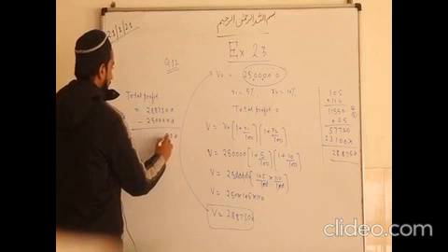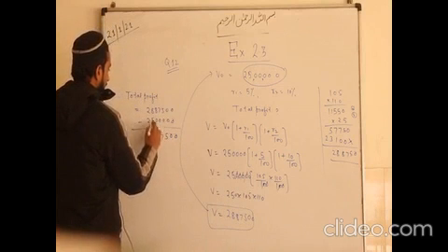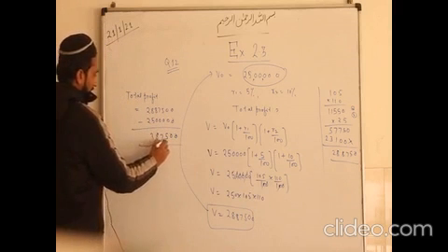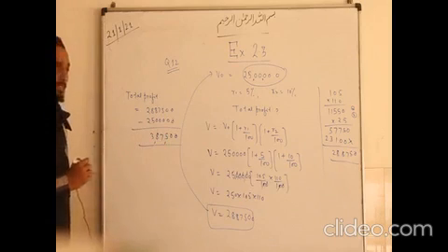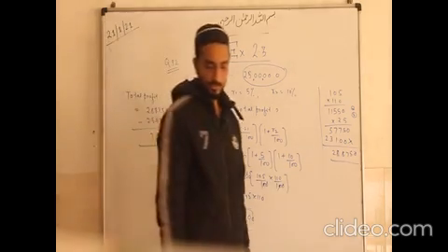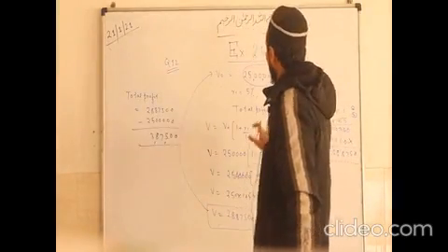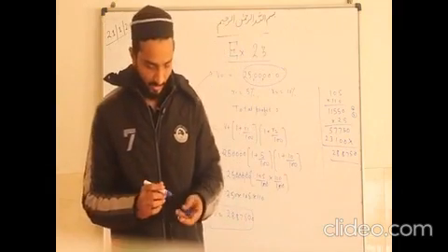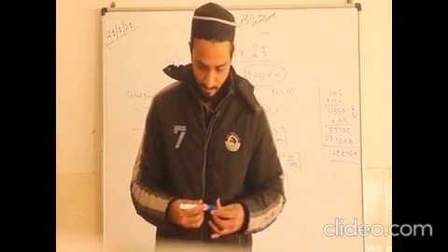8 minus 5 is 3. So this is the total profit: 3,57,500. So this is the profit earned after 2 years. Simple question, okay? I think question numbers 13 and 14 are good questions.